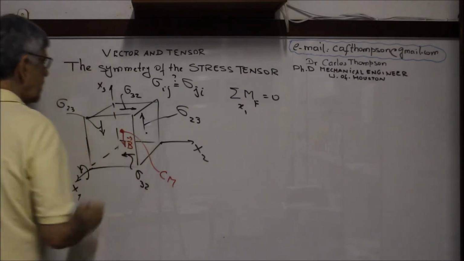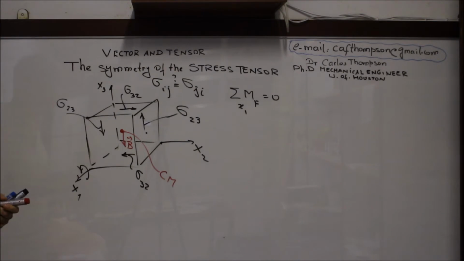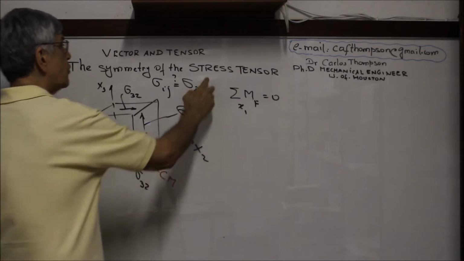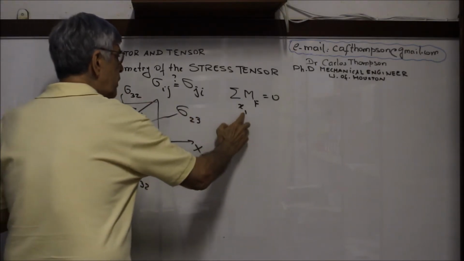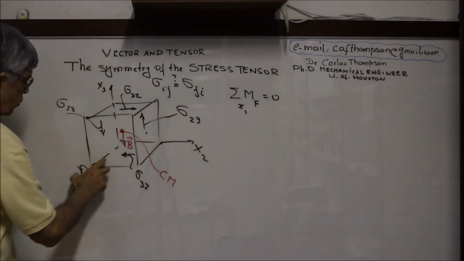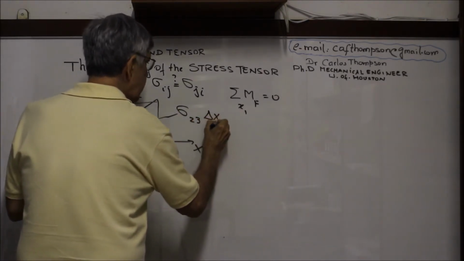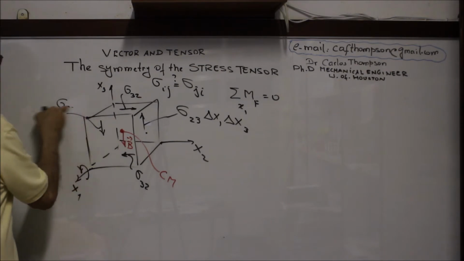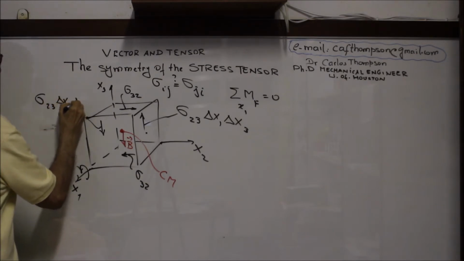Now, what is the force related to this shear stress? We have to multiply by the area, because the stress tensor is force divided by area. So for the moment of force, we want to get the force over here. This is delta x1, and it's delta x3. So the force is sigma 2 3, delta x1, delta x3.